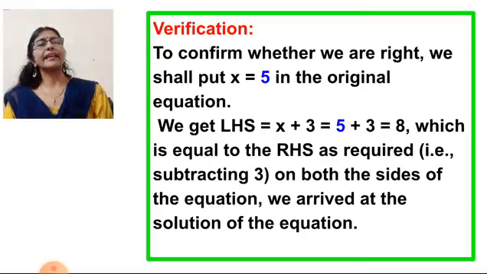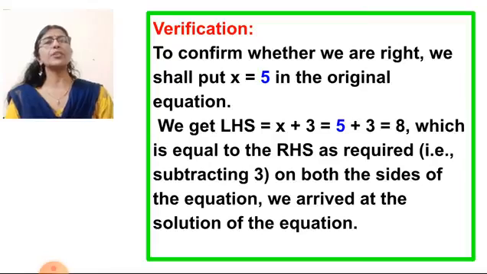So here we can see that LHS is equal to RHS as required. That is, by subtracting 3, or by doing the right mathematical operation on both the sides of the equation, we can get the solution of the equation. Here the value of x is 5.